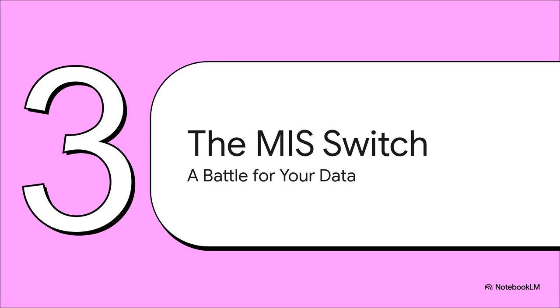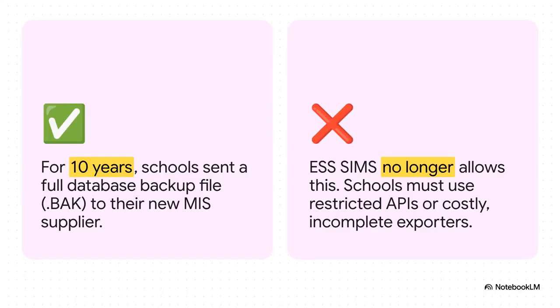Okay, but what happens when you decide you want to change the very heart of the beast, your MIS? This is where the battle for control over your own data gets very, very real and, well, very complicated. You see, for over a decade, switching systems was pretty straightforward. Schools could just take a full backup of their database. It's called a .bak file, and hand it over to their new supplier. Easy.